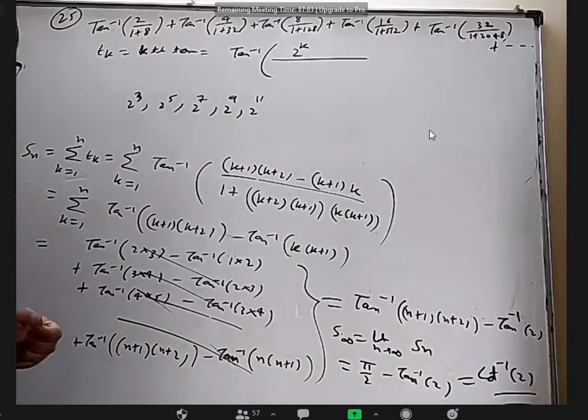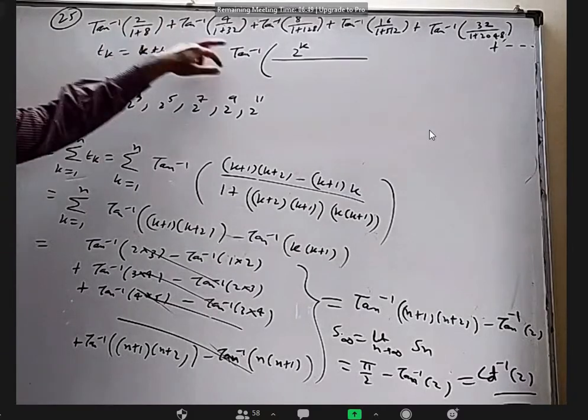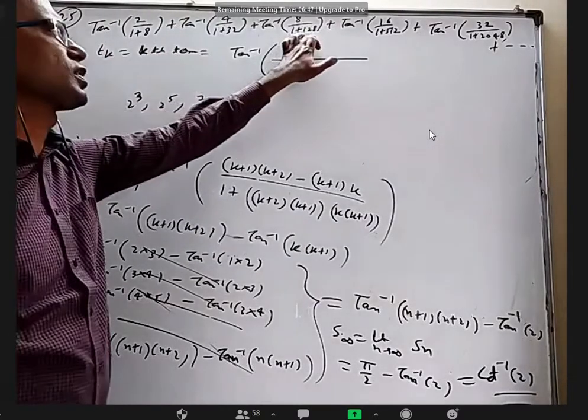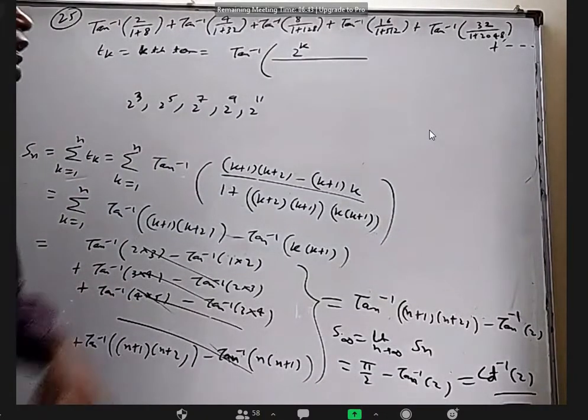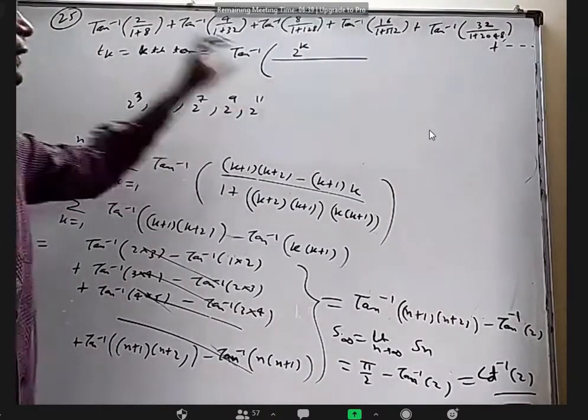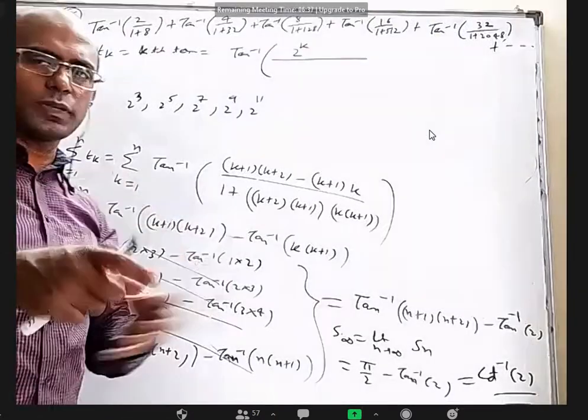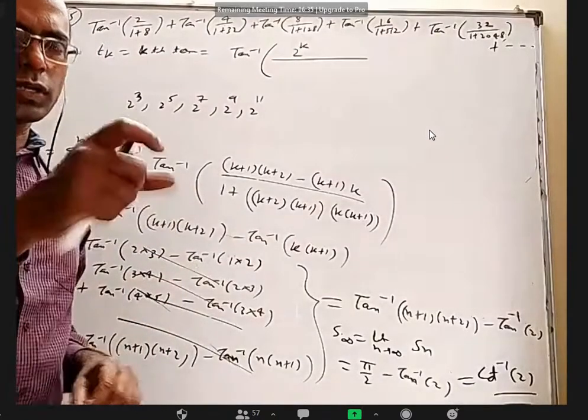Sir, we can write those expressions as (4 minus 2) by (1 plus 4 into 2), and (8 minus 4) by (1 plus 8 into 4). Yes, correct. We are going to write that. Basically, this is 4 into 2, this is 4 minus 2, this is 8 into 4, 8 minus 4, this is 16 into 8, 16 minus 8, like that. But we are writing the general term. Instead of writing the kth term, each term you write as a minus b by 1 plus ab, also you'll be getting an idea what those things are.